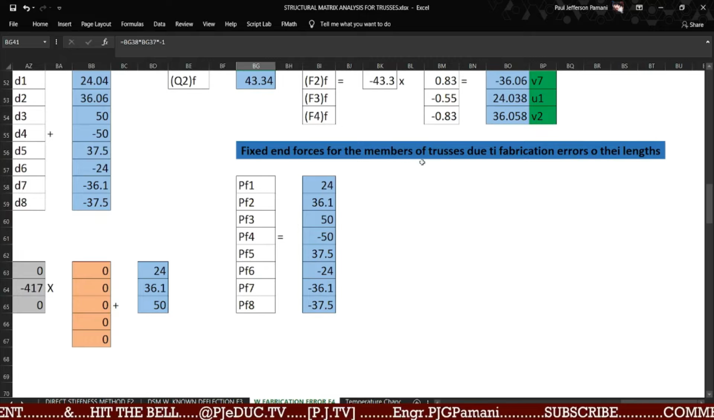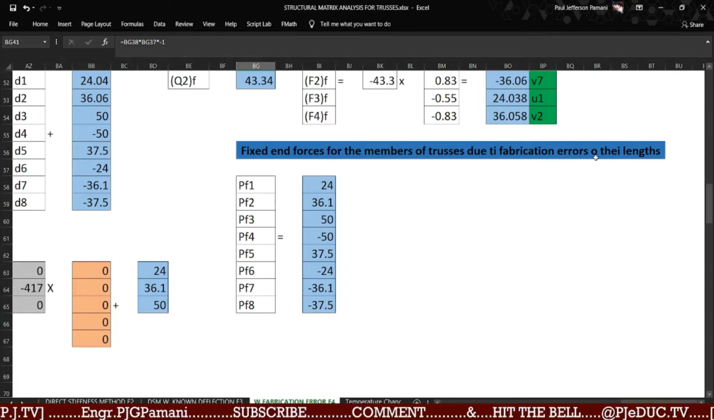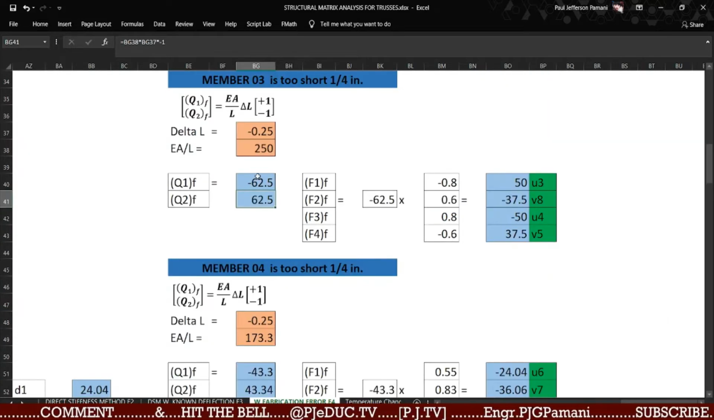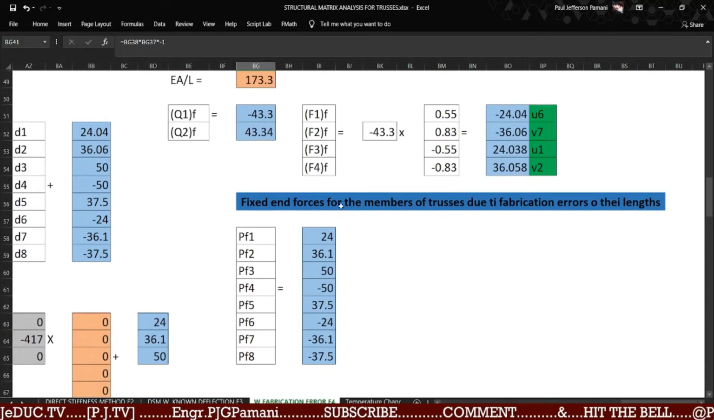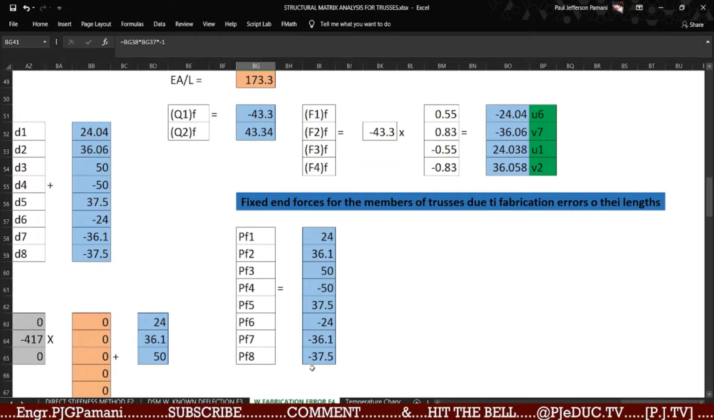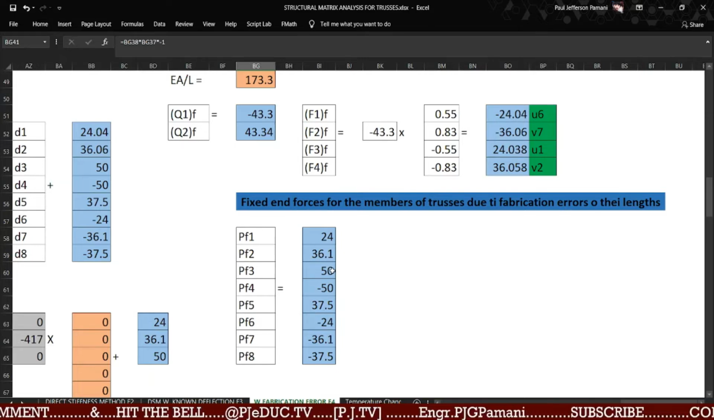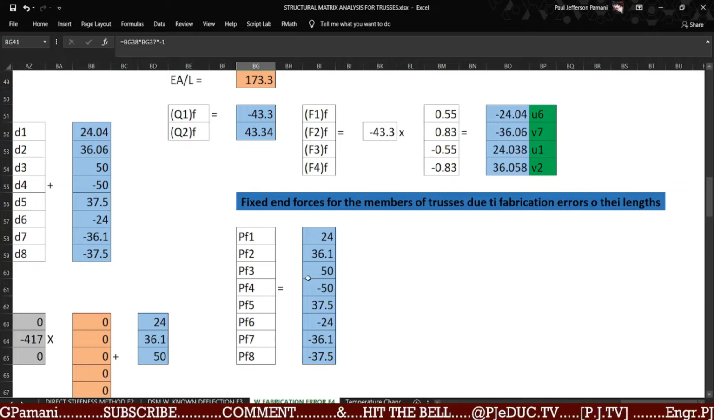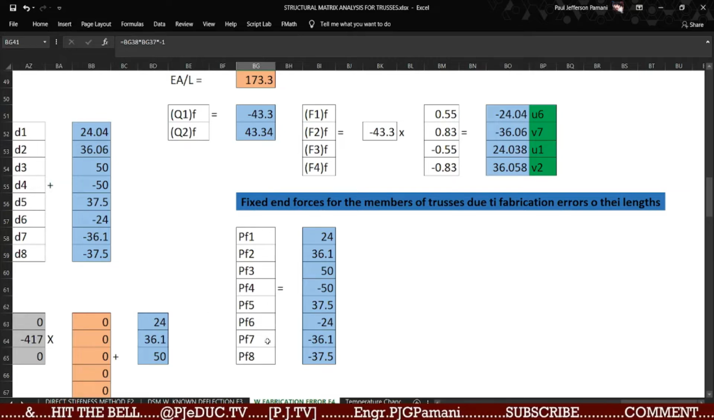Fixed end forces for the members of trusses due to fabrication errors on their lengths. Okay? So, ito yung nasa member 3, member 4. I-arrange lang natin siya sa PF1 to PF8 as shown. Ito yung effect adjustment force natin doon sa ating truss system. Given kasi that member 3 and member 4 are too short, hindi natin sila mapag-fit doon sa ating truss system. So ito yung adjustment pagdating sa force at saka sa deflection natin later on. Ito yung magiging adjustment na i-introduce natin.